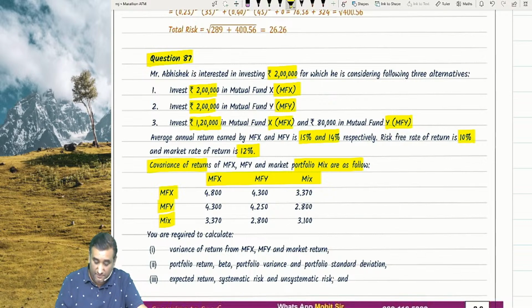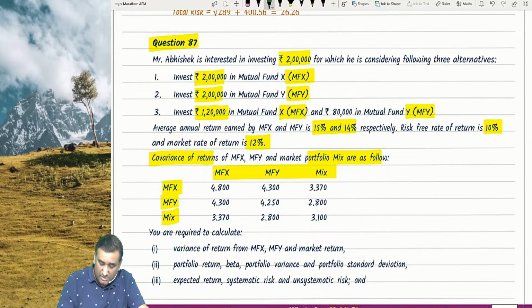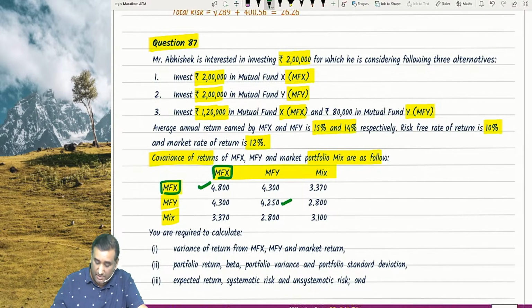Understand the meaning of it, please. Call it a grid. The meaning of this is X and X is variance. Y and Y is nothing but variance. Market and market is nothing but variance. X and Y is covariance.